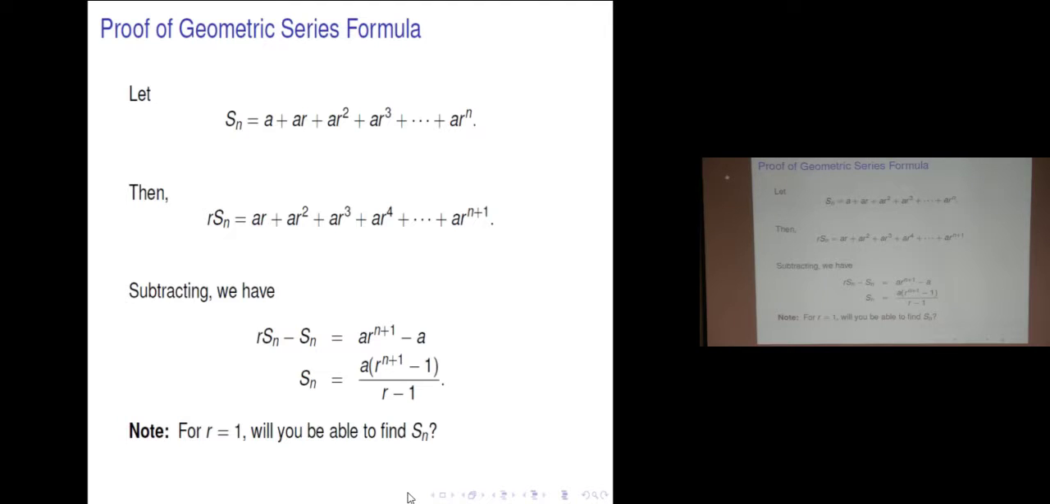Okay? So here's a question for you. What happens if r equals 1? You cannot use this formula, but can you find the sum?